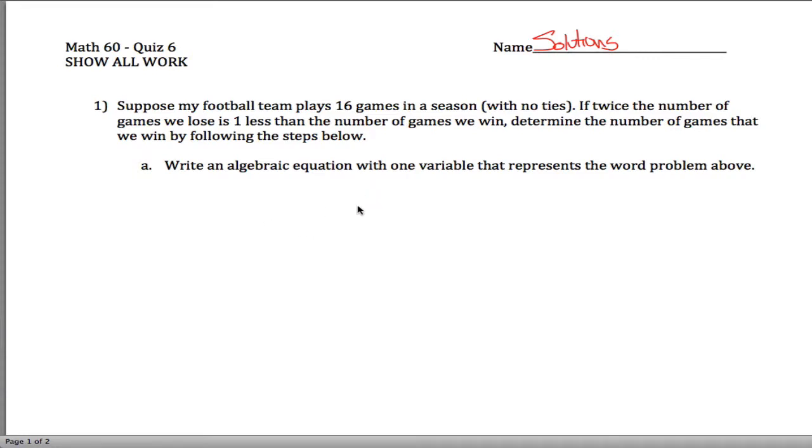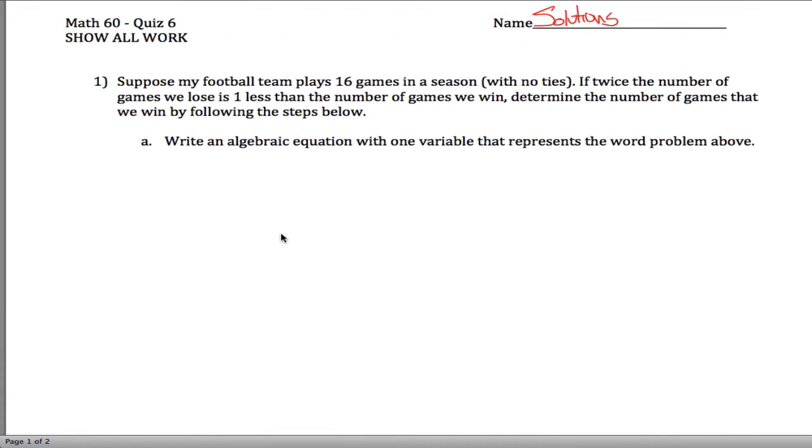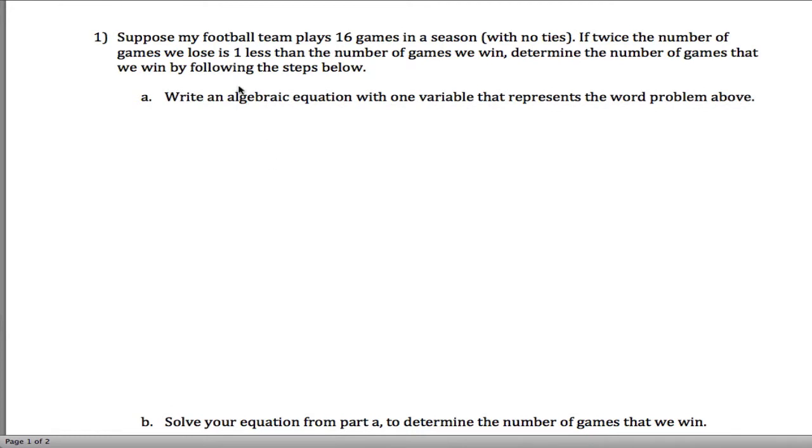Our solutions for quiz 6 for Math 60, the dreaded word problem quiz. The first problem: suppose my football team plays 16 games in a season with no ties. If twice the number of games we lose is one less than the number of games we win, determine the number of games that we win by following the steps below.